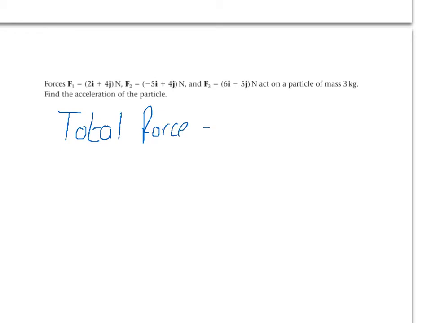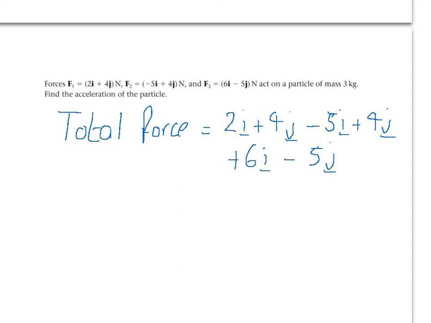So you've got 2i plus 4j, add minus 5i plus 4j, add 6i minus 5j. If you collect together all the i parts, you've got 2i minus 5i, which is minus 3, add on 6i, which makes 3i. And if you do the same with the j parts, you'll find that you get 3j newtons. So the total or resultant force acting on this particle of mass 3 kilograms is 3i plus 3j.